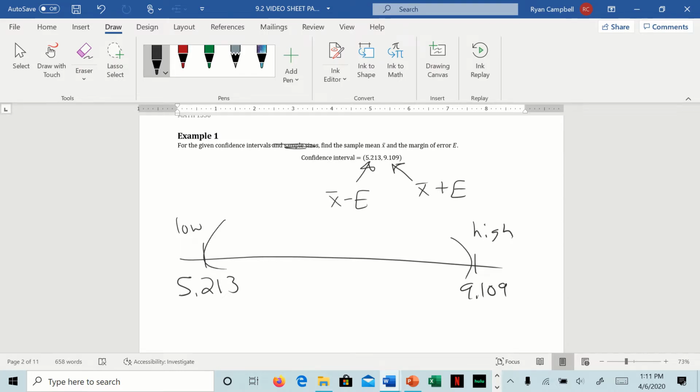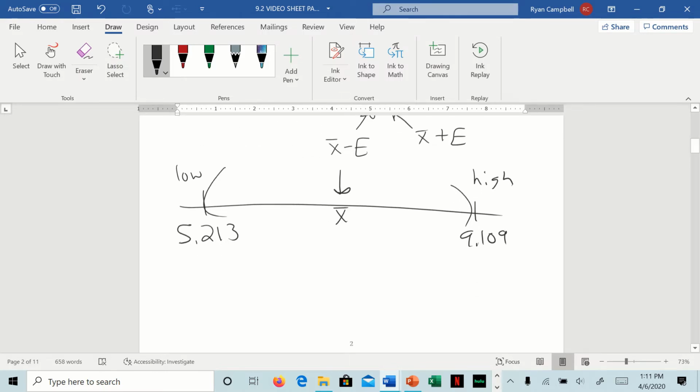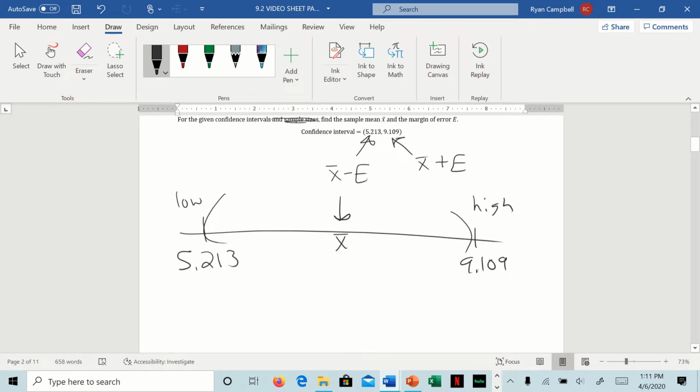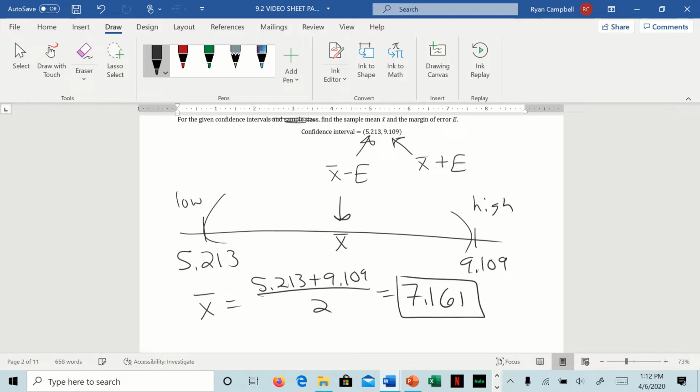then X bar should be right slap dab in the middle. So how do you find the number in the middle? You just add them together and divide by 2. Find the average, find the mean. So we know that X bar is going to be the low plus the high, divided by 2, which we can see is 7.161. So that's our X bar.